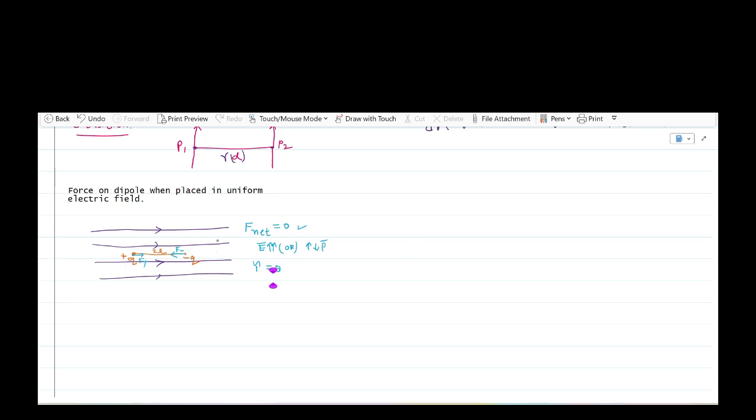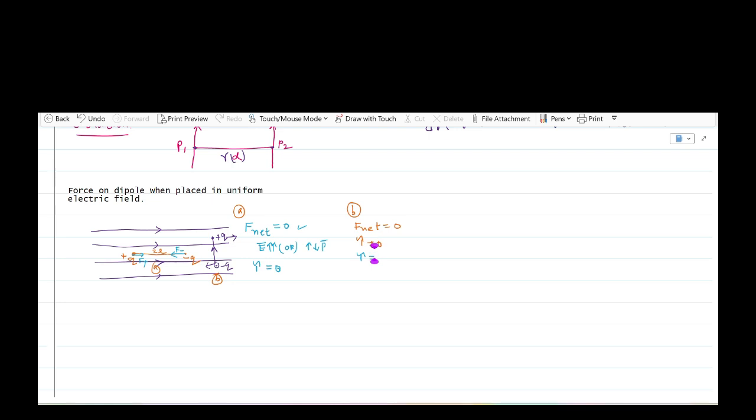When the dipole is placed perpendicularly like this, this is plus q and this is minus q, and the moment is perpendicular like this, then it experiences these forces. Here F net is equal to 0. In case A, F net equals 0. In case B also F net equals 0 because it is a uniform field. But in this case tau is not equal to 0, so a torque exists.